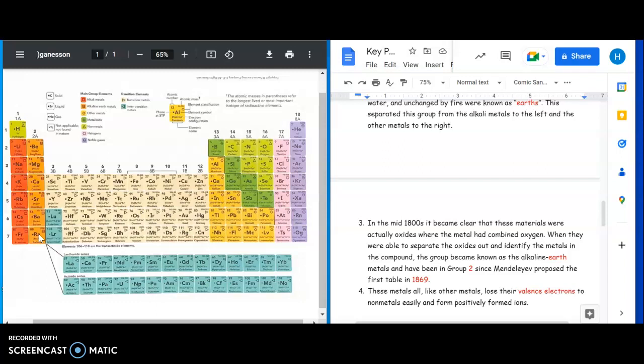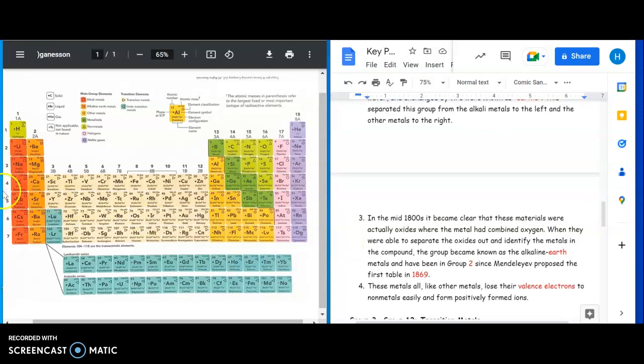So it became clear that they were actually oxides. When they were able to separate them out, the group became the alkaline earth metals, harkening back to that original name, and have been in group 2 since that original proposal of the table in 1869.